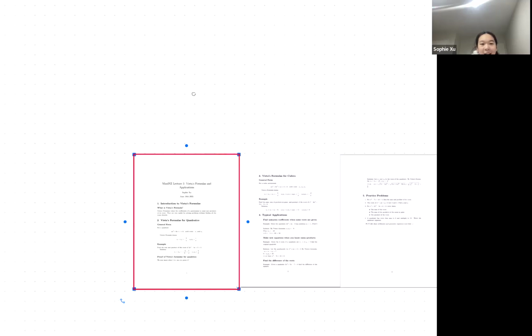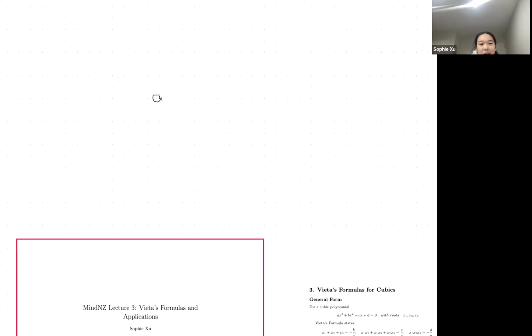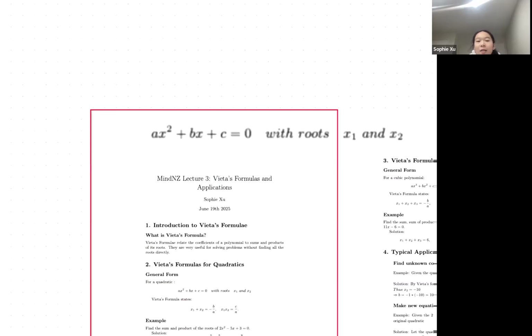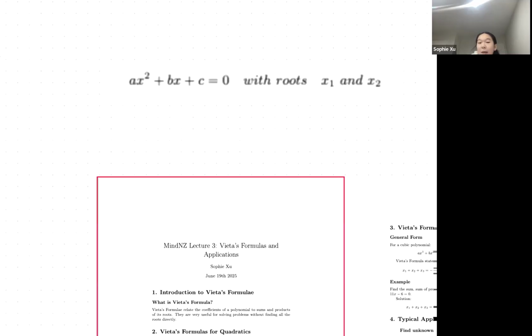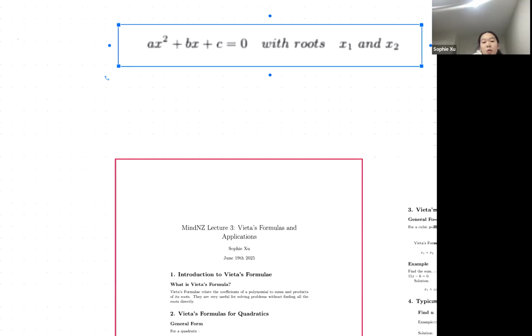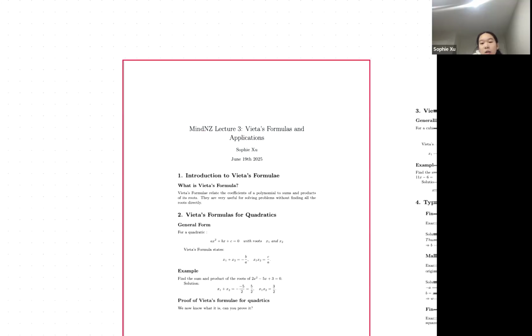So if you have ax squared... actually, I'm just going to copy and paste because this is so hard to write. So basically, if you have this quadratic up here, and you know that the roots are x1 and x2, you don't necessarily need to know what x1 and x2 are. You can conclude two things, which is shown here.